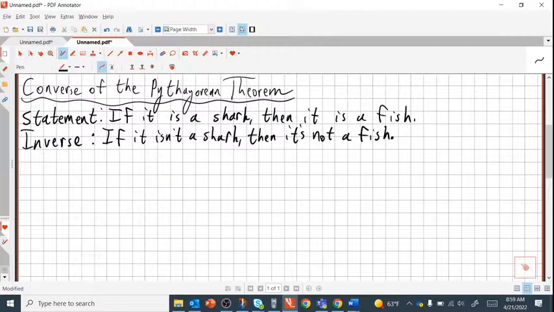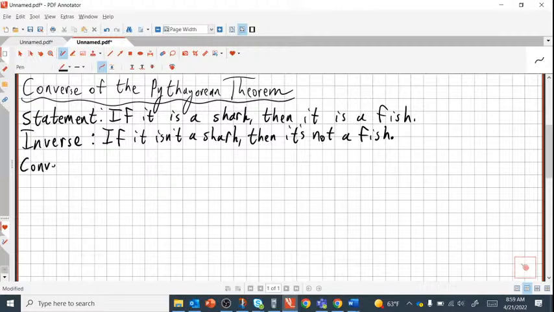Is that true or false? Thumbs up, true. Thumbs down, false. Yeah, that's false. Can someone explain why that's false? Let's see here if I can get a little help. Elisa, why is that false? Clownfish are most certainly fish, but they are not sharks.